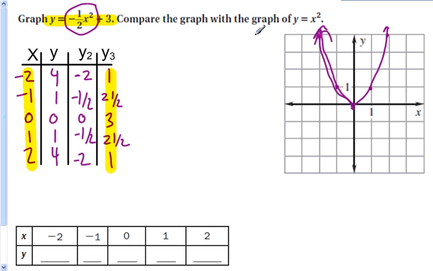So let me go back to the pen. I'll change colors. We'll go with black. I have -2, which is right here, and I'm at 1. At -1, I'm at 2.5. At 0, I'm at 3. 1, 2, 3. At 1, I'm at 2.5. And then at 2, I'm at 1. So here's our new graph.